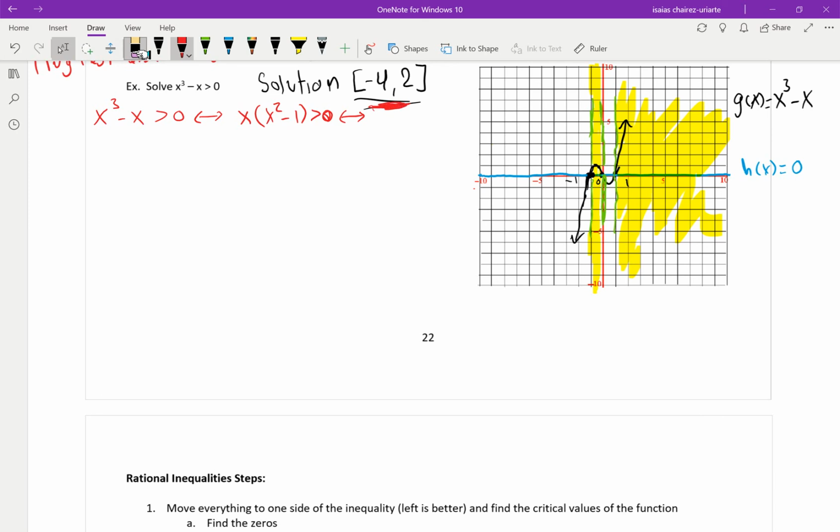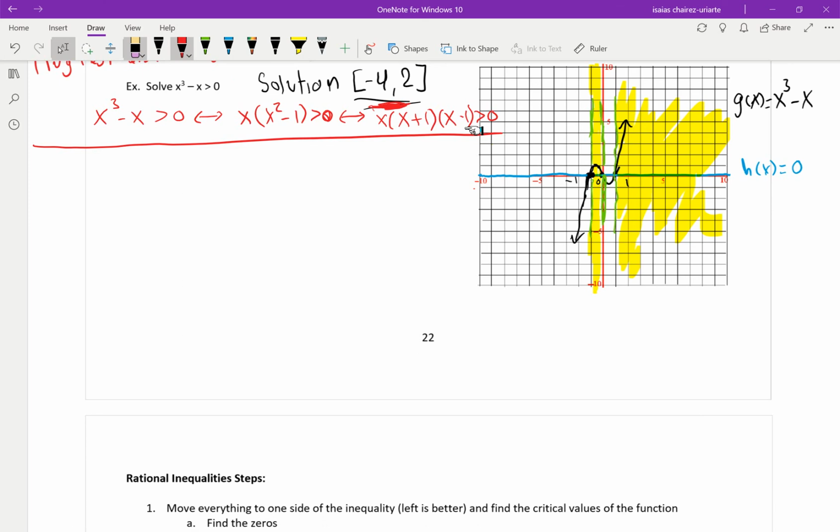Anyway, so the factored form should be this: x times x plus 1 times x minus 1 is bigger than 0. That's what I should have. Okay, so that's my first step. And I only have two forms of the original inequality: the original inequality and the factored form of the original inequality. You can work with either of them. They should result in the same solution, whichever makes your life easier.